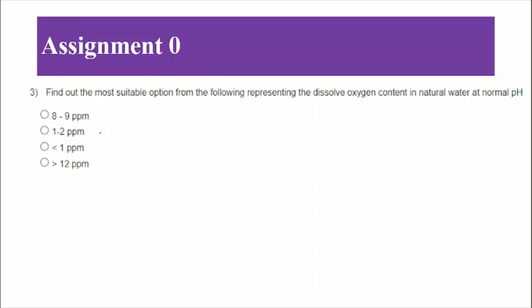So it can't be so less. And it can be more than 12 ppm at normal temperatures. Why? Because it's weakly soluble. So the most plausible answer here is 8 to 9 ppm.